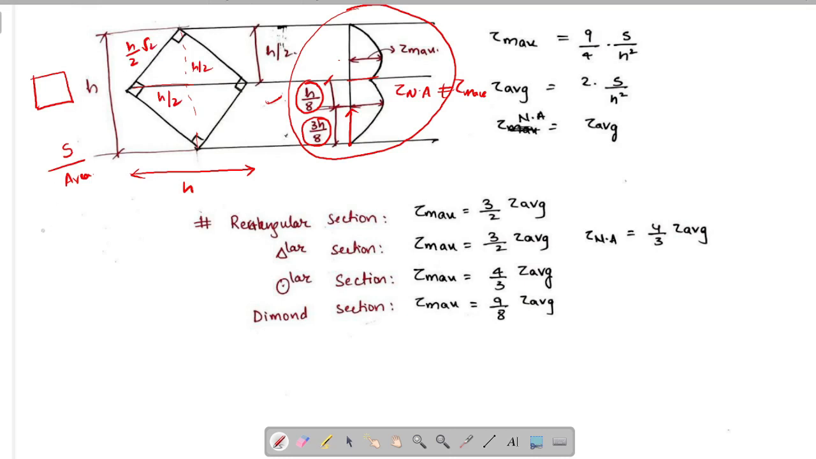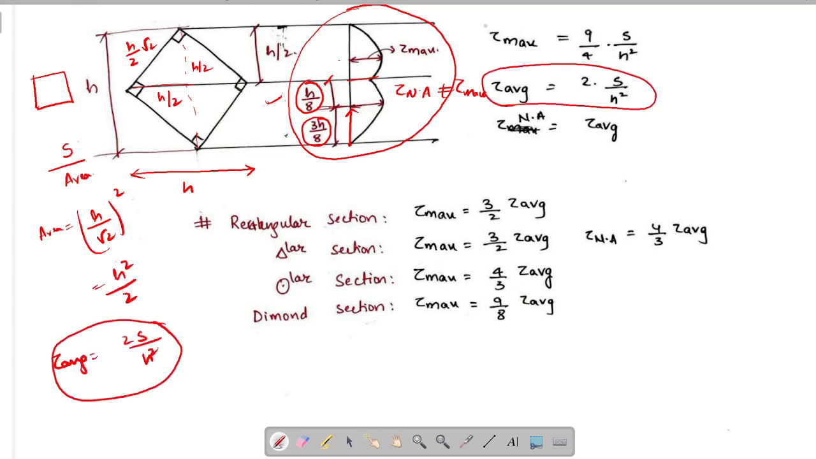That means area is given by h by root 2 whole square, which is h square by 2. So the tau average is nothing but 2S by h square. By using shear equation, we can find tau max as 9 by 4 times S by h square. And tau neutral axis is nothing but tau average. In case of diamond section, tau neutral axis is nothing but tau average.